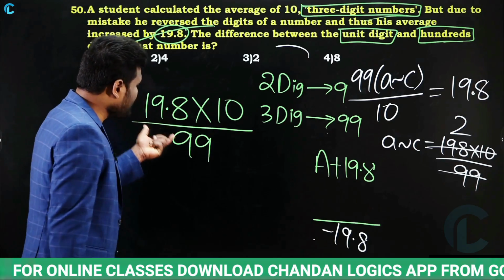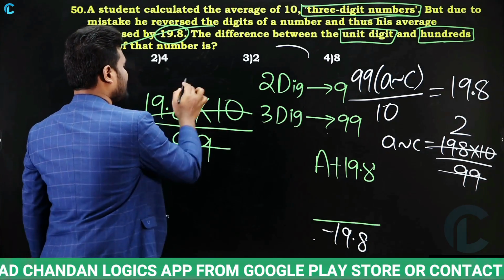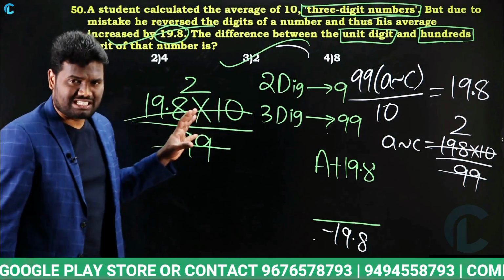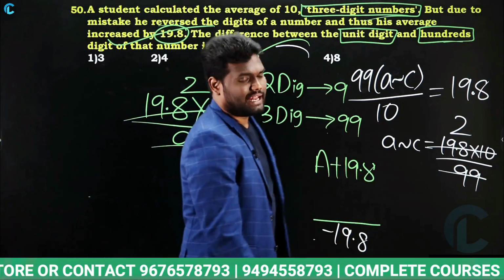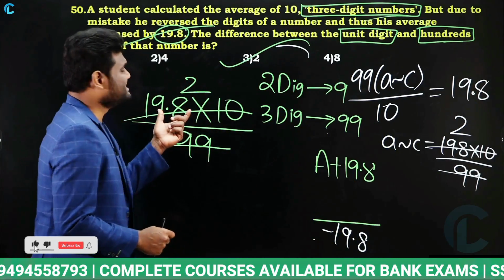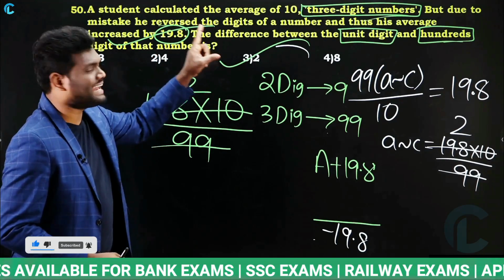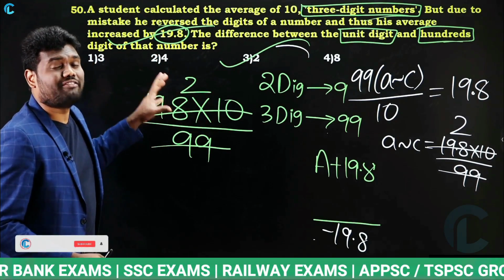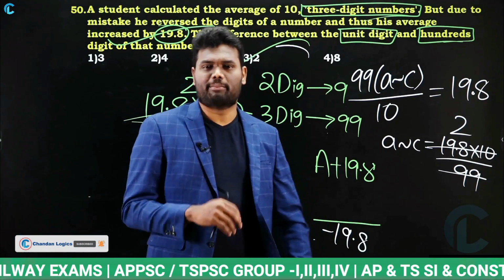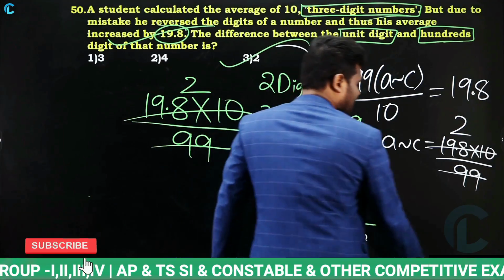Now 19.8 into 10 is nothing but 198. 198 divided by 99 is 2 times. So the answer is 2. Whenever you have questions in this way, you do not need to do all this calculation. Instead, just take the difference value you have, multiply by 10 as you have 10 numbers, and divide by 9 when it is 2-digit numbers. But when it is 3-digit numbers, you need to divide by 99. Okay, is that clear? Let us look at the next one.